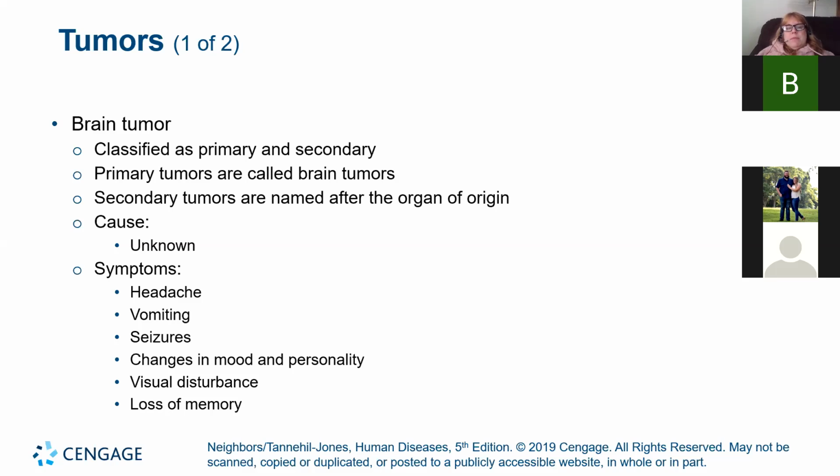It starts in the brain. Okay. A secondary tumor is named after the organ of origin. So say I have a liver tumor that metastasizes to my brain. Okay, it's still a liver tumor with brain metastasis. But then when we say brain metastasis, we know there's tumors in the brain. Okay. Again, brain tumors, we don't know why.